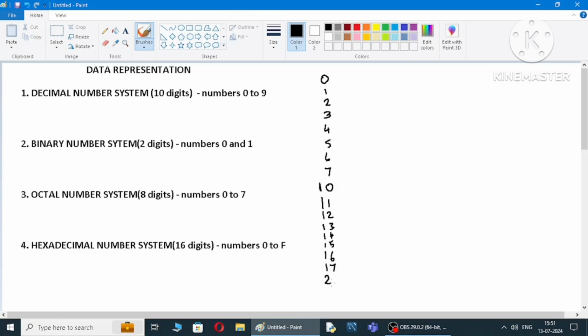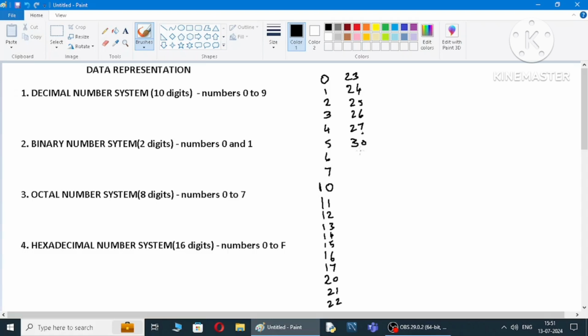So now start with 2: 20, 21, 22, 23. You shouldn't read this as twenty-three, because twenty is a number that belongs to the decimal number system, where 23 means 2 tens and 3 ones. So you shouldn't say twenty-three; it is two, three. Then 24, 25, 26, 27. So we cannot go beyond 7.